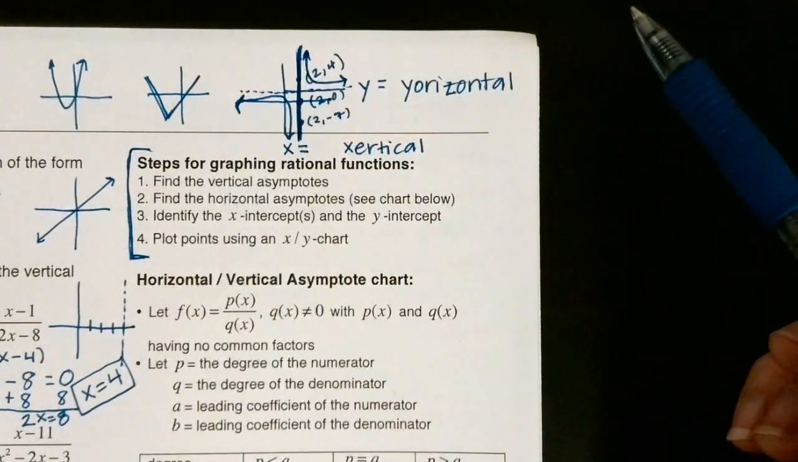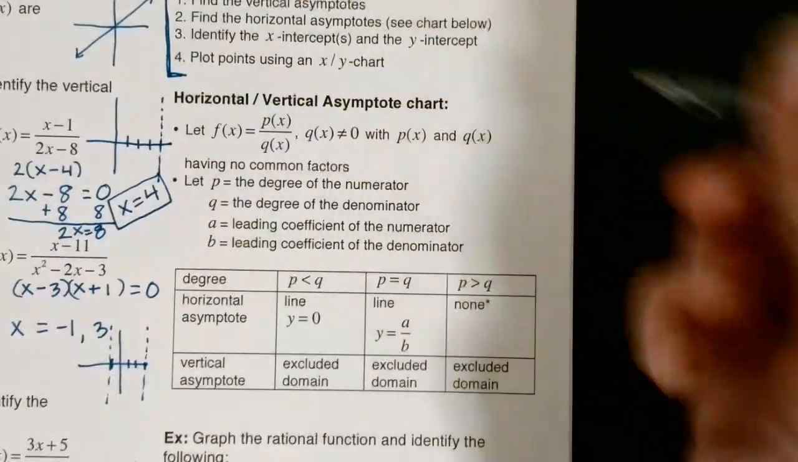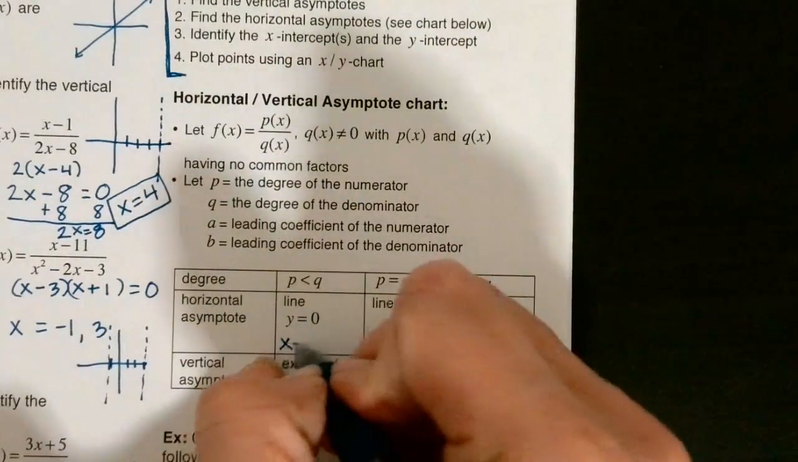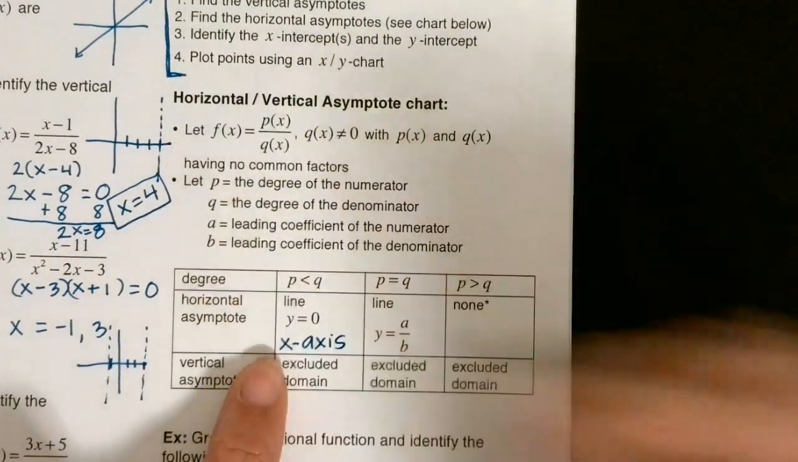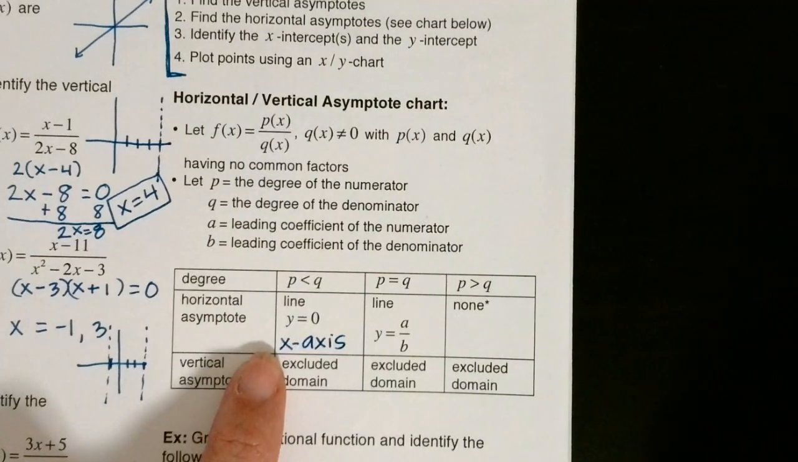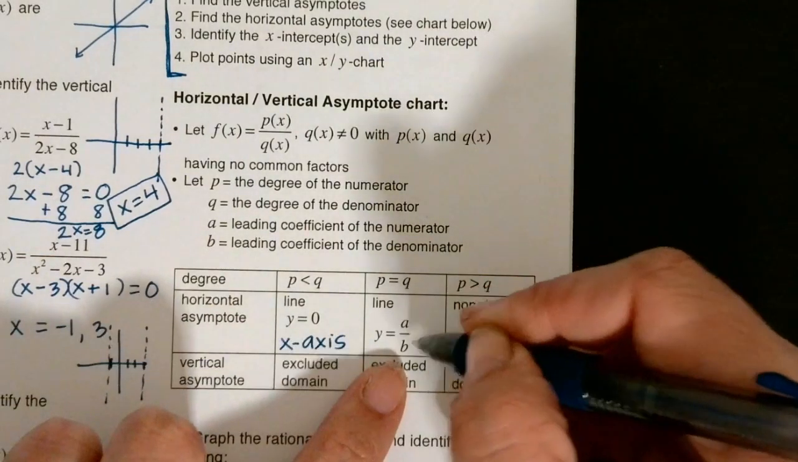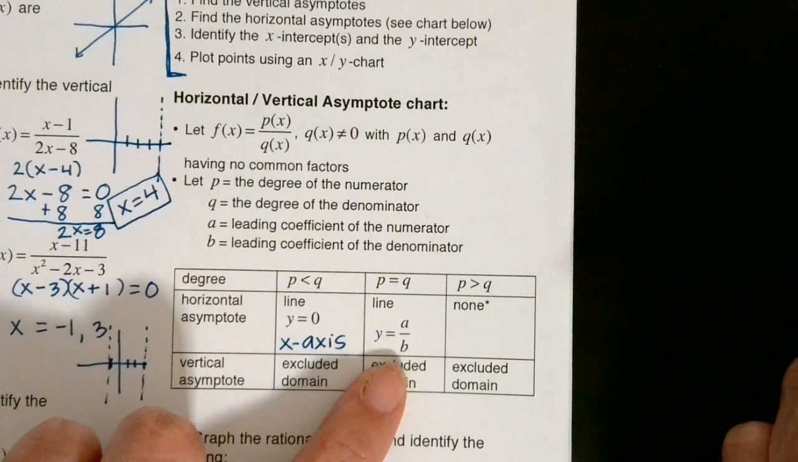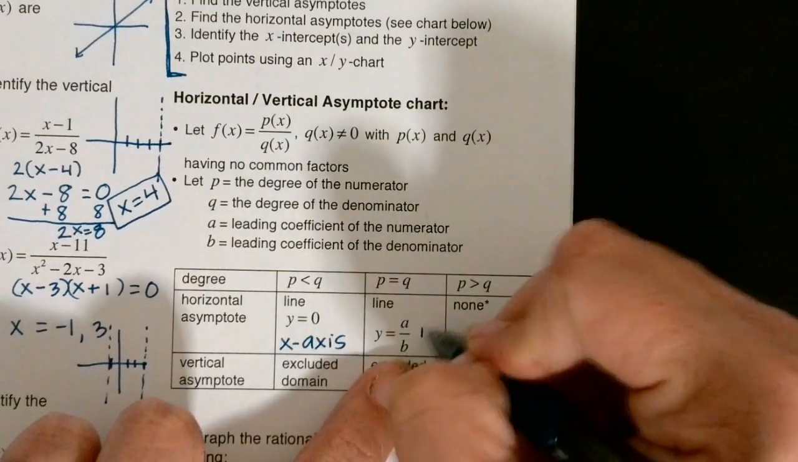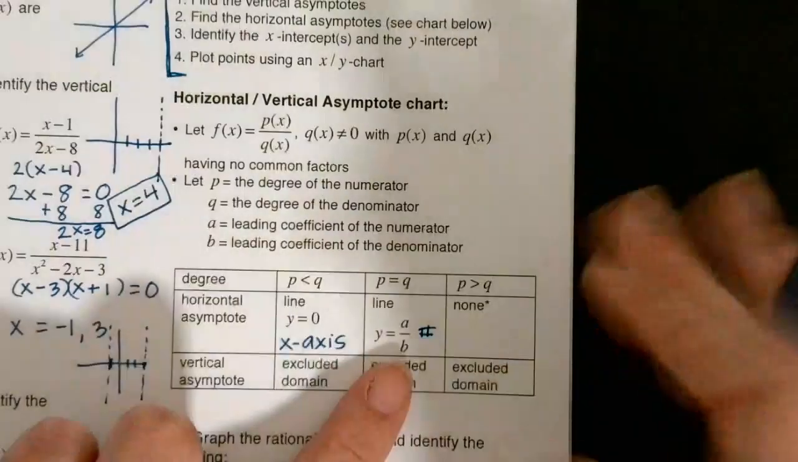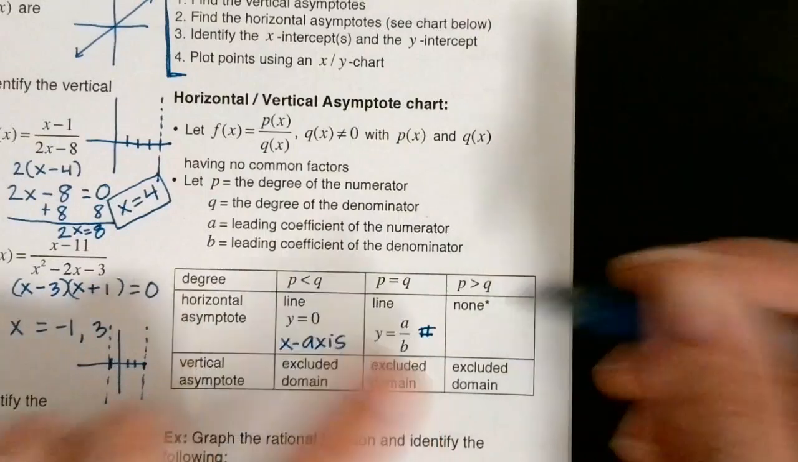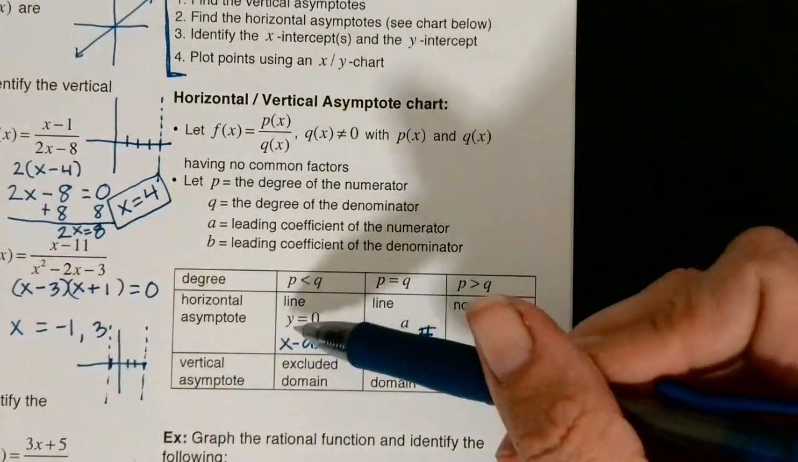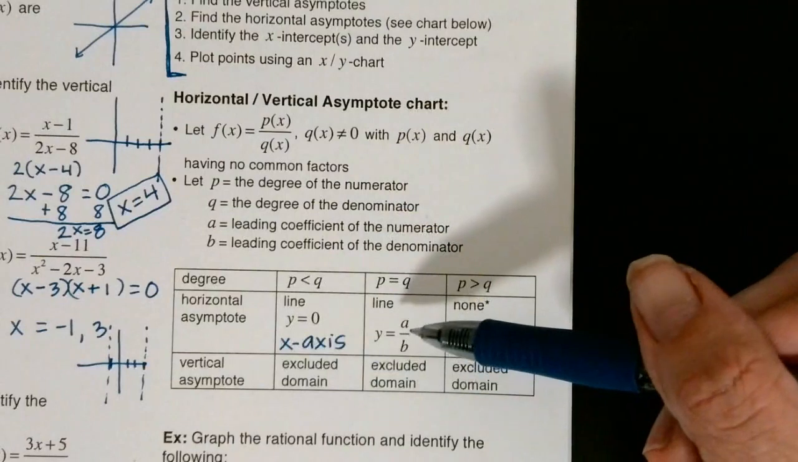And you have 3 choices, okay? The first choice is y equals 0. Y equals 0 is the x-axis, okay? That's the first choice, y equals 0. The second choice is y equals a over b. We'll go over that in a second. This is just going to be some number, so also horizontal. And the third choice is none. So really it's just, is it y equals 0 or y equals some number?